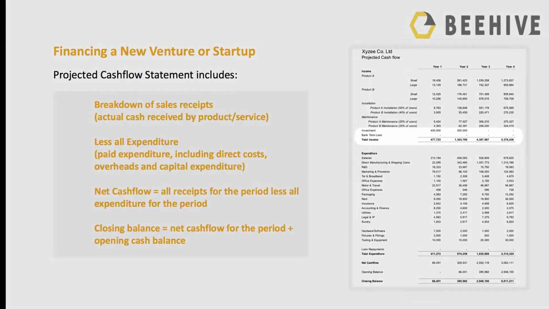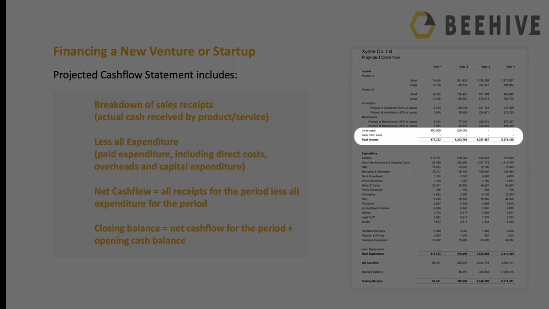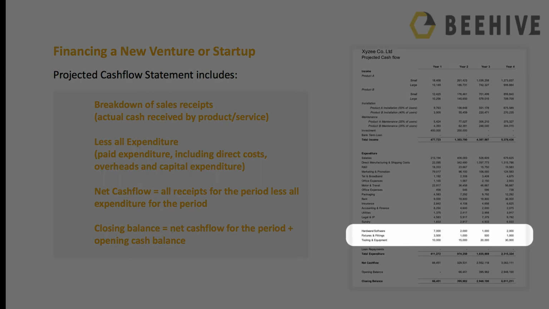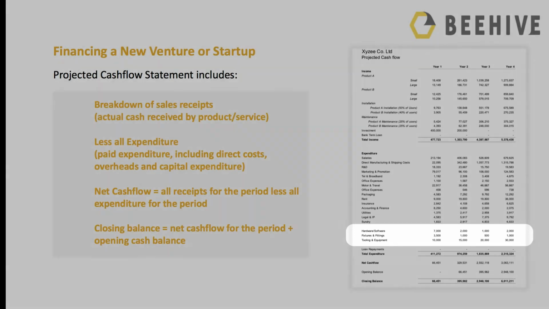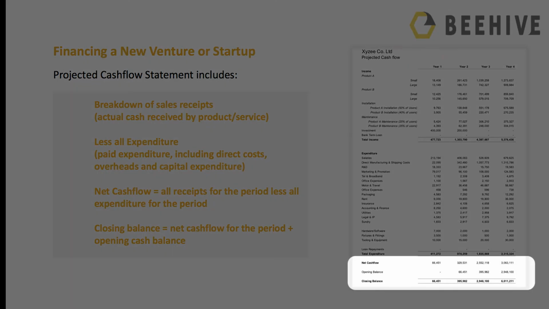It also shows other items not included in the profit and loss account, such as the amount of investment received in the period, and any expenditure on capital items such as hardware, software, fixtures and fittings, etc. The cash flow statement is similar to the bank account of the business in that it shows all cash movements in and out of the business.